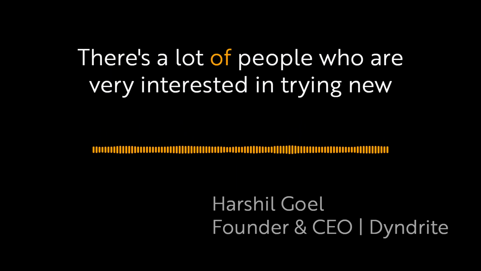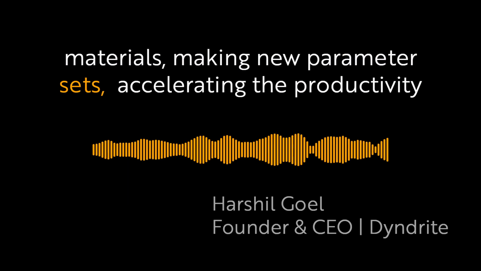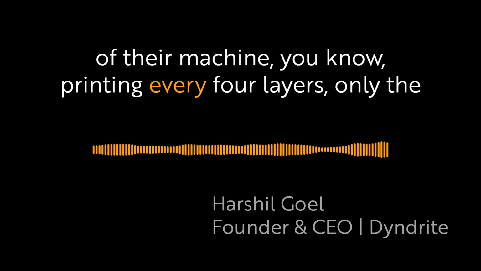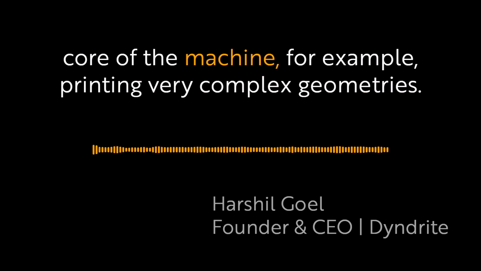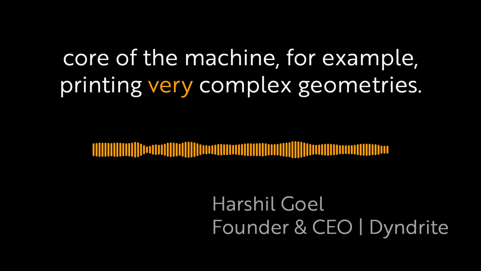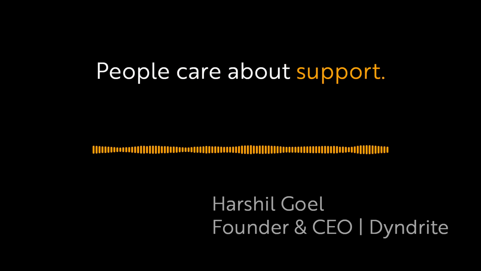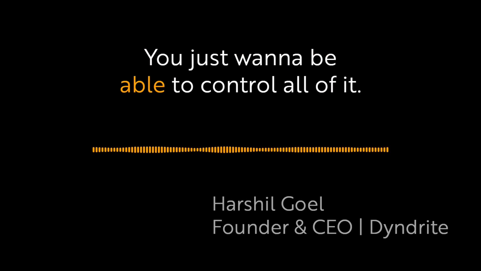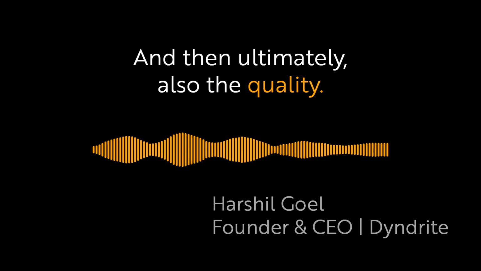There's a lot of people who are very interested in trying new materials, making new parameter sets, accelerating the productivity of their machine, printing every 4 layers, only the core of the machine, for example. Printing very complex geometries, people care about support, some people don't. I personally don't care if they do or don't. We just want to be able to control all of it. And then ultimately also the quality.